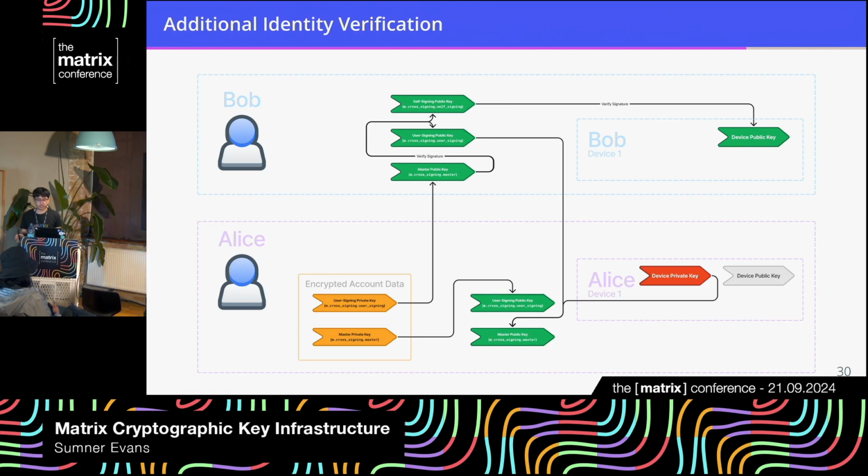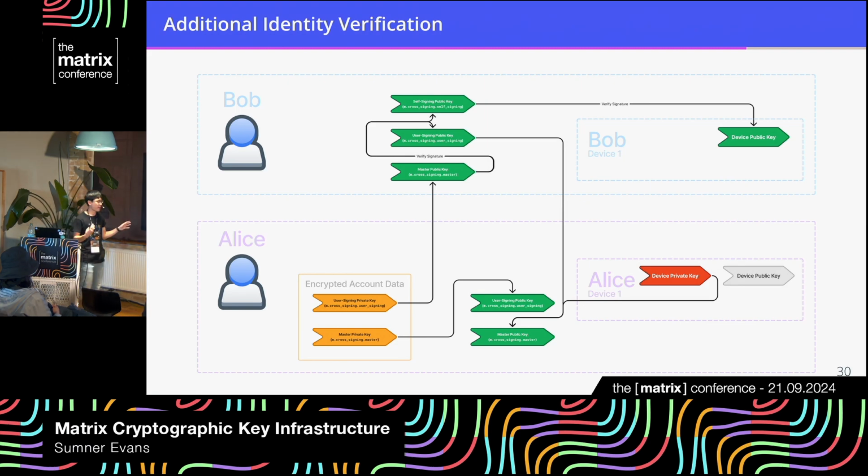This creates another chain of trust. It's even longer. So our device private key signs the master public key, which corresponds to the master private key, which signs the user signing public key, which corresponds to our user signing private key, which signs the master public key of the other user. And then we can use the fact that we can verify signatures, again, with our master public key of the other user. We can verify the signature of their self-signing public key, and then we can verify the signature that the self-signing private key made for their devices using just the public key.